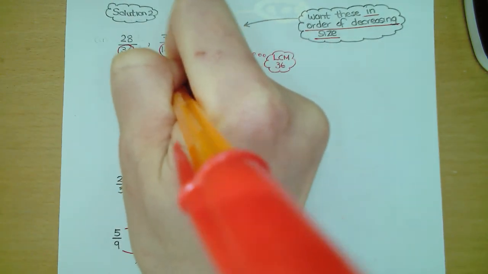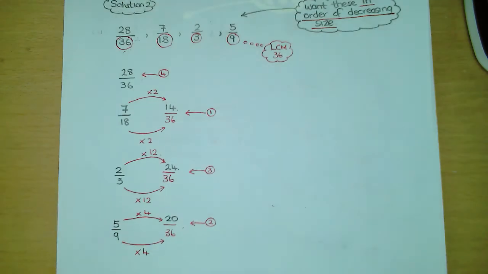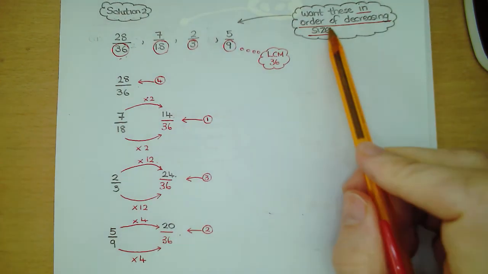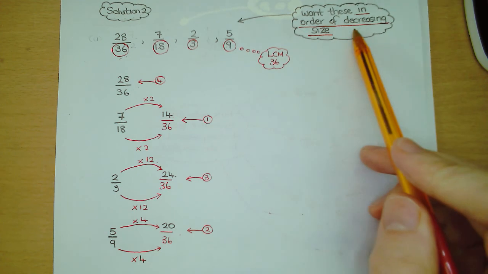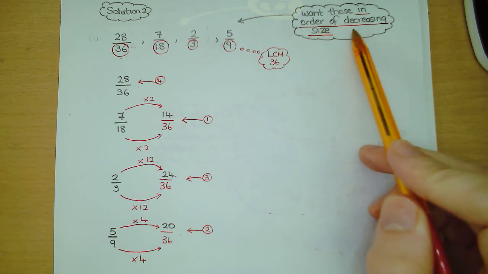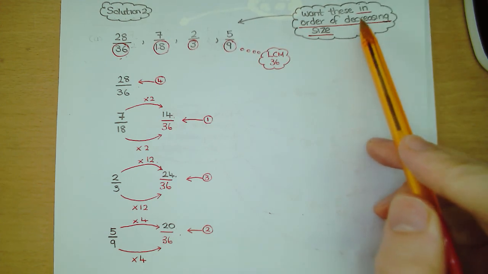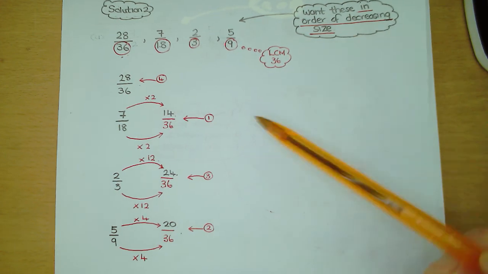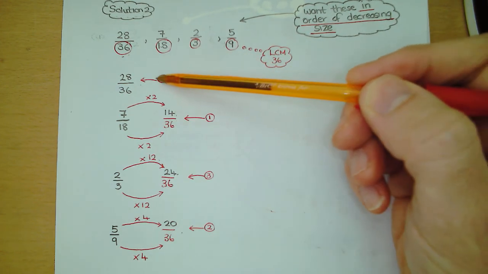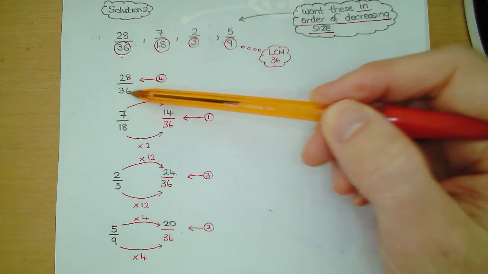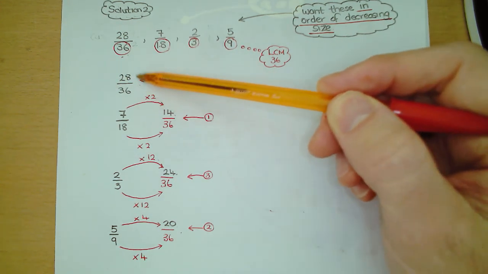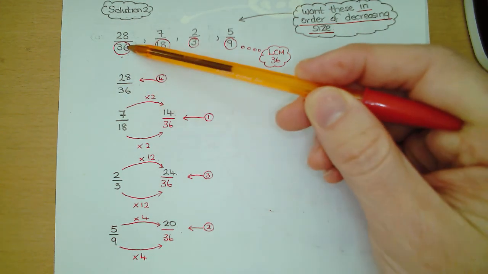Now, this is the point you need to be careful, because in the question it says to give your final answer in order of decreasing size. So that means you're starting with the largest and working backwards. So the largest fraction is the one with the biggest rank order, so that's 4. So this is our biggest one. So we're going to start our answer with 28 over 36.